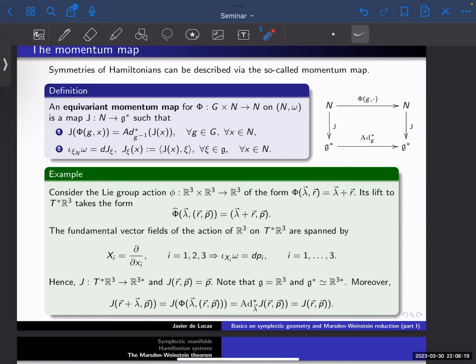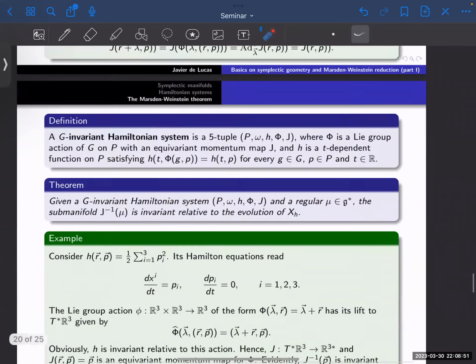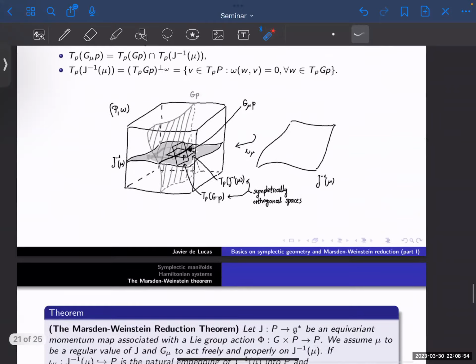In physics, when you have a certain Hamiltonian function and a certain symmetry of the Hamiltonian function that leaves the symplectic form invariant, you have the so-called Noether theorem, which tells you that a certain Lie group is related to certain constants of motion. Mathematically, these constants of motion, which are momenta in classical mechanics, are gathered with a certain map called the momentum map.